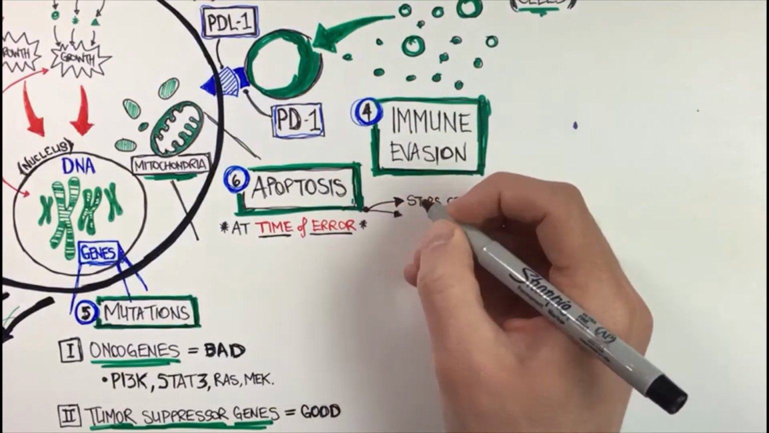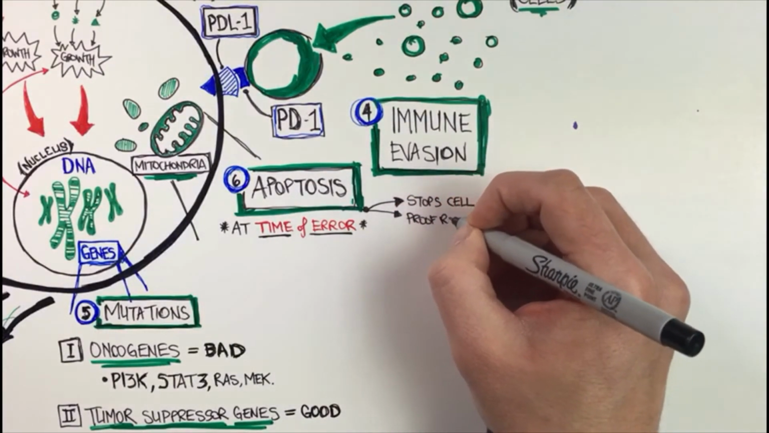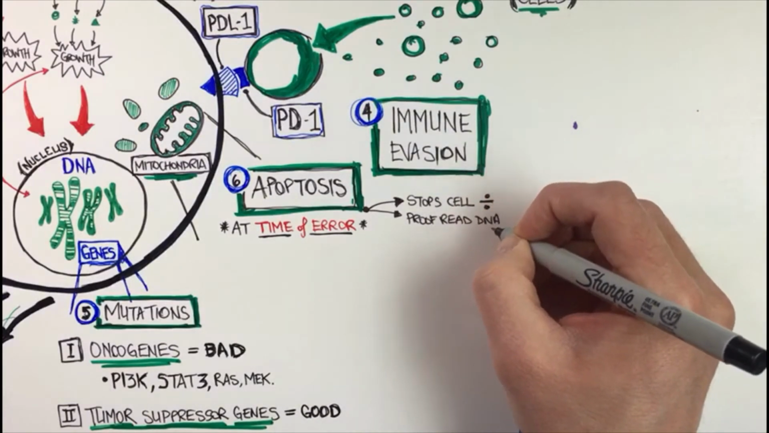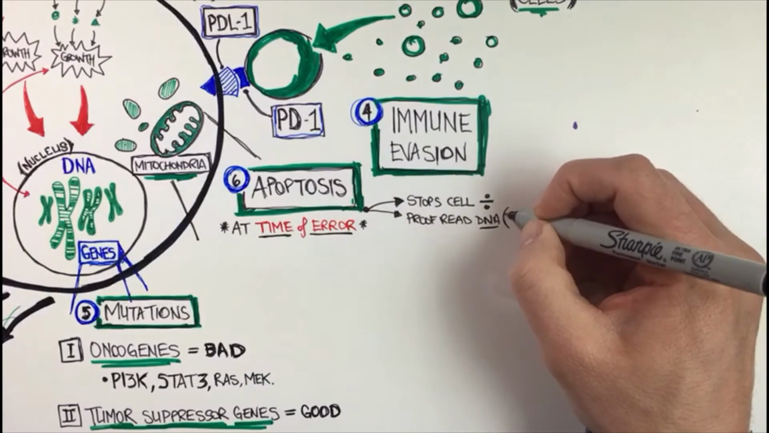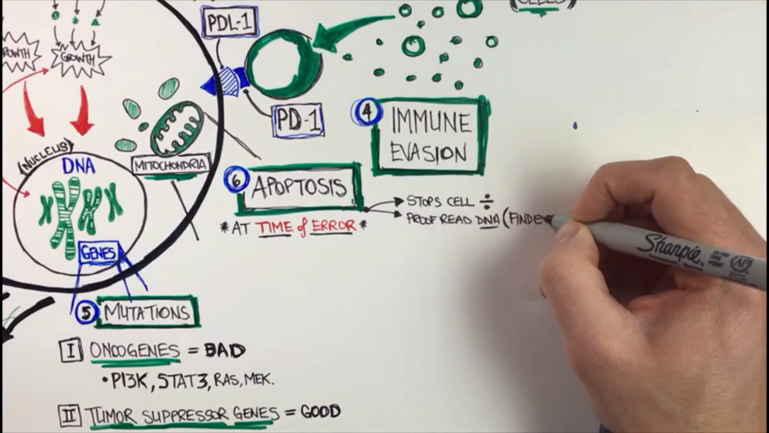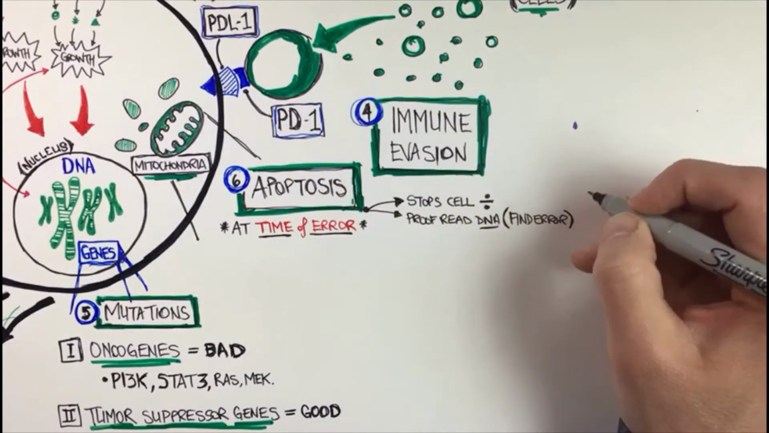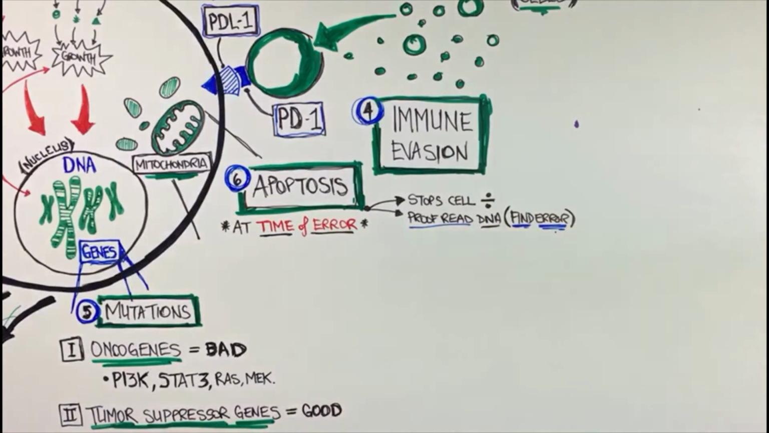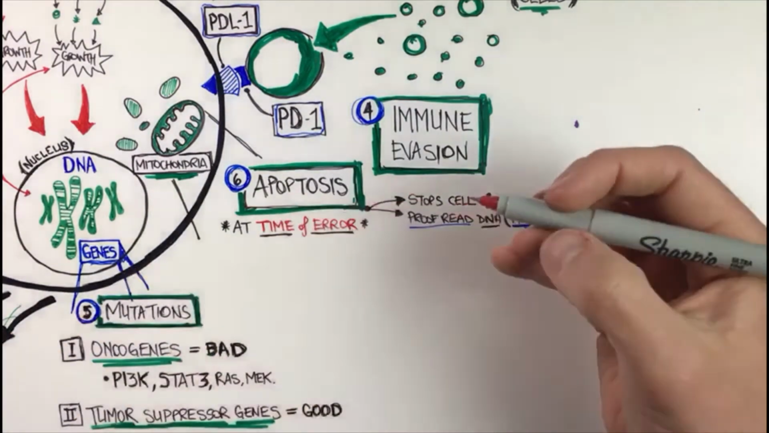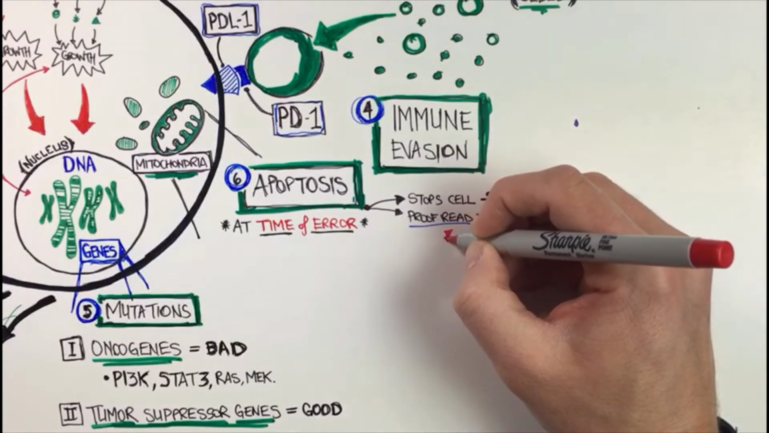So the cell should, if apoptosis is active, stop dividing and then call a timeout and proofread the DNA, look for the mutations, and find the error. It's an amazing ability that all cells have to stop cell division and proofread itself, double check itself. It's the conscience of the cell, really.